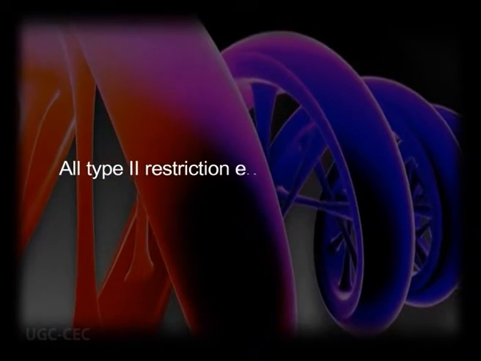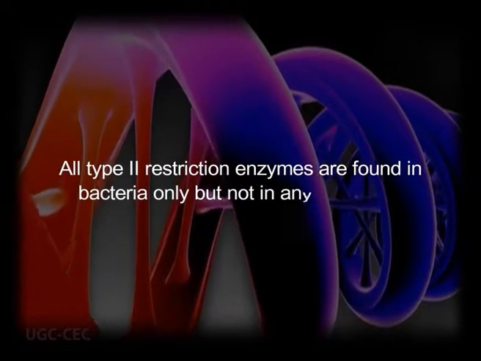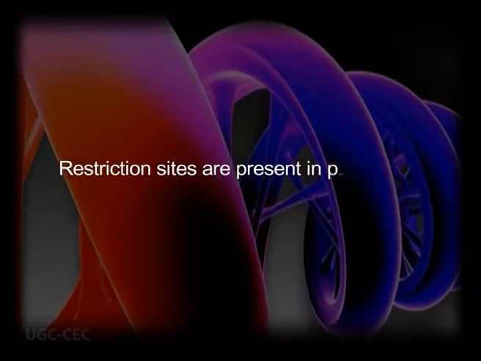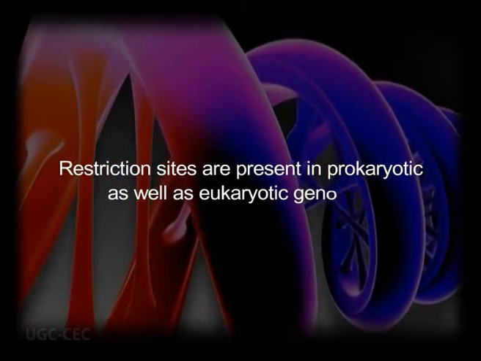The most important characteristics of type 2 restriction enzymes which make them suitable for gene cloning are: number 1, all type 2 restriction enzymes are found in bacteria only, but not in any eukaryote. On the other hand, restriction sites are present in prokaryotic as well as eukaryotic genomes. The isolation of specific gene therefore depends upon which restriction sites are falling on either side of a gene of interest. For example, if there are EcoR1 sites around a gene, such a gene will be isolated by digesting the DNA with EcoR1 enzyme and so on.